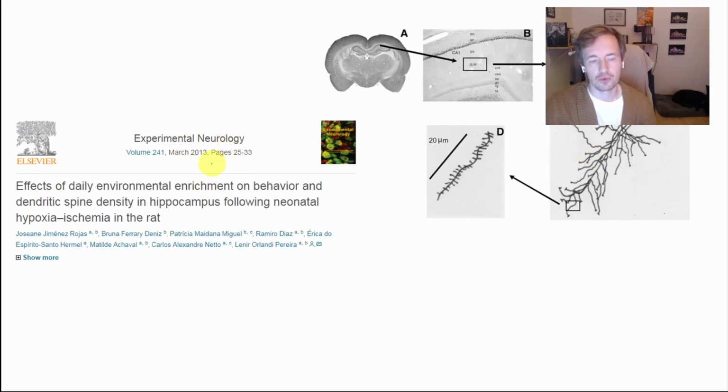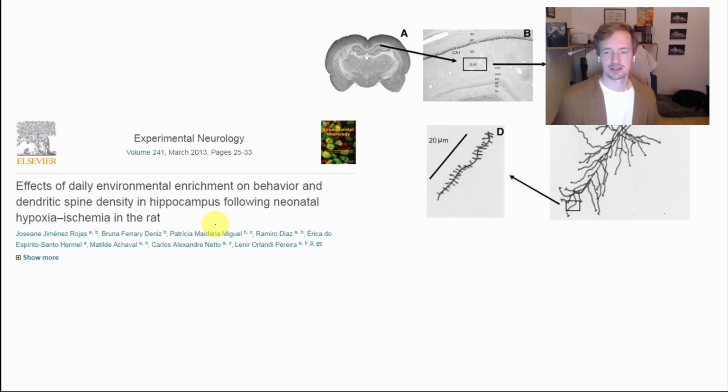So here is a more recent study. It's not super recent. It's over 10 years ago. But I wanted to assign this one for this unit because it's a really crucial, interesting article. But I thought it might be just as interesting to show you a quick slice of it, because it's an insanely detailed article. So even just trying to read this: effects of daily environmental enrichment on behavior and dendritic spine density in hippocampus following neonatal hypoxia ischemia in the rat.